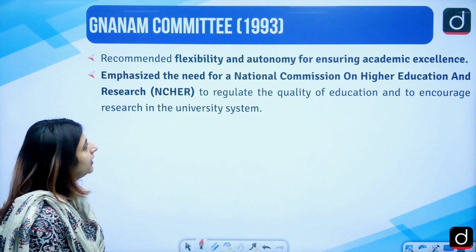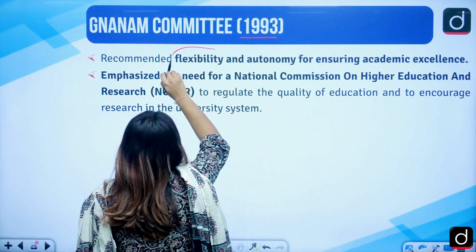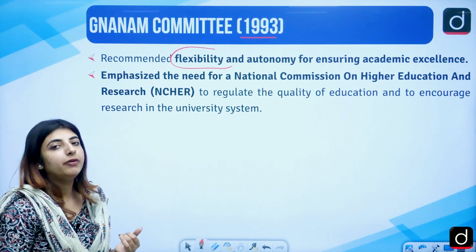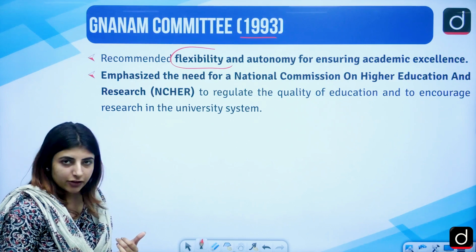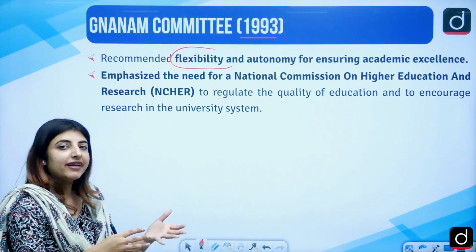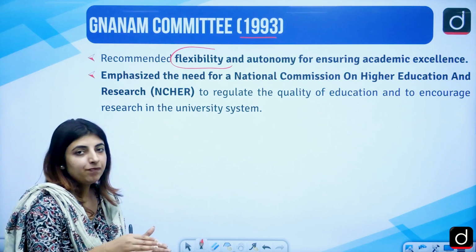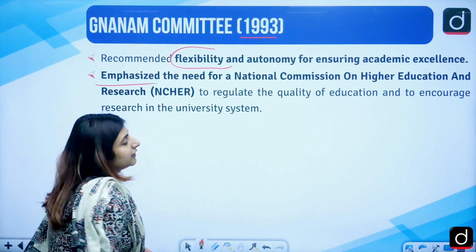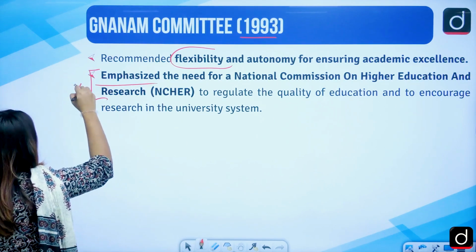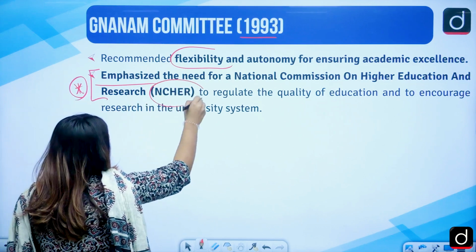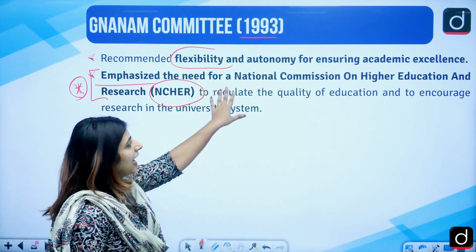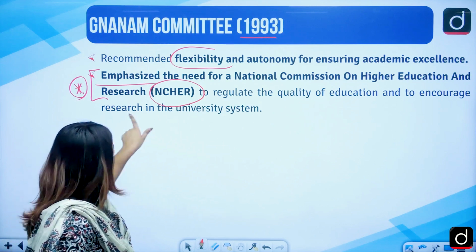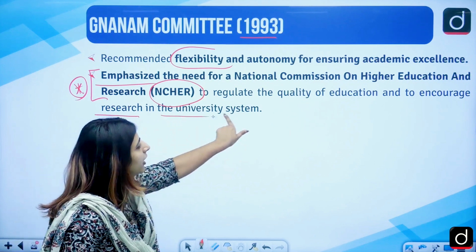Then we have GNANAM committee in 1993, which recommended flexibility and autonomy for ensuring academic excellence. There should be autonomy, there should be a little bit of flexibility in the courses if you want the people in your educational institution to achieve some kind of excellence. It also emphasized the need, and this can be asked in the NET examination, because there's this one such body which was introduced under GNANAM committee, National Commission on Higher Education and Research, to regulate the quality of education, to encourage research as well in the university system.